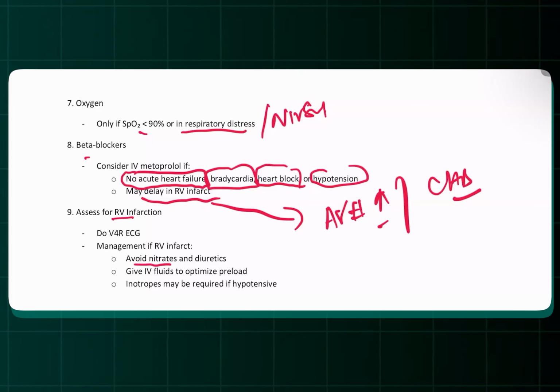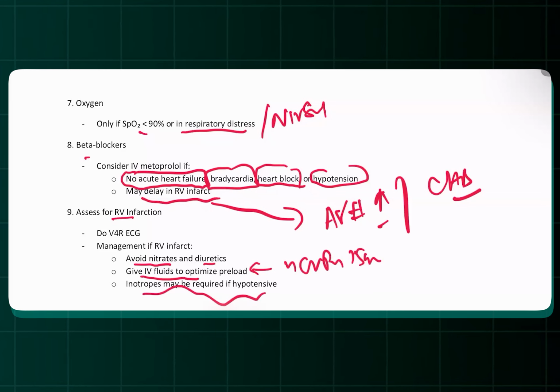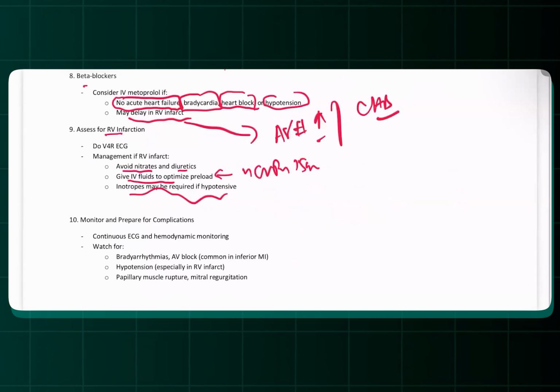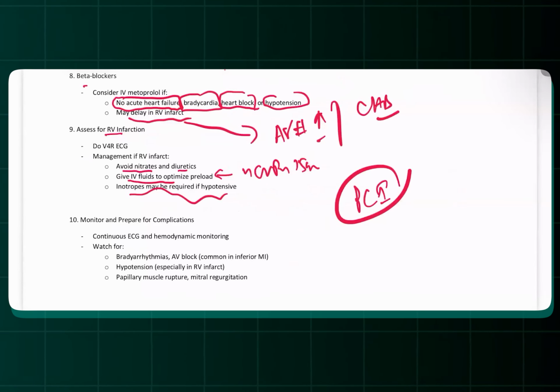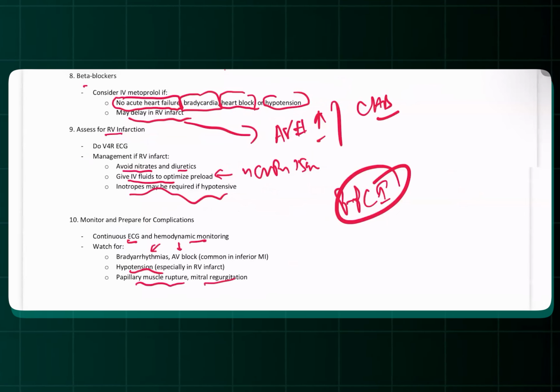Manage: avoid nitrates, diuretics, give IV fluids to optimize preload, keep CVP around 15 centimeters, inotropes if hypotensive. And then, of course, once you've taken the patient for primary PCI, the patient needs continuous ECG monitoring and hemodynamic analysis. Watch for any arrhythmias, reperfusion arrhythmias, blocks, hypotension, and of course, papillary muscle rupture and mitral regurgitation.